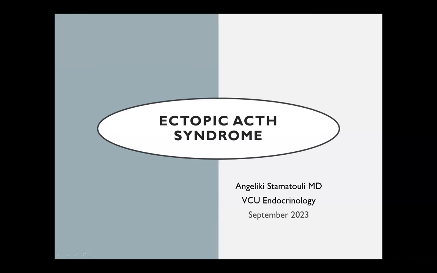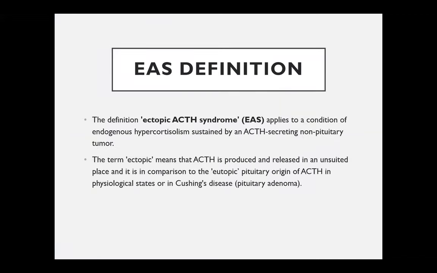The definition of ectopic ACTH syndrome applies to a condition of endogenous hypercortisolism that's sustained by an ACTH-secreting non-pituitary tumor. The term ectopic means that the ACTH is produced and released in an unusual place, in comparison to the eutopic pituitary origin of ACTH that we see either in physiological states or in Cushing's disease.